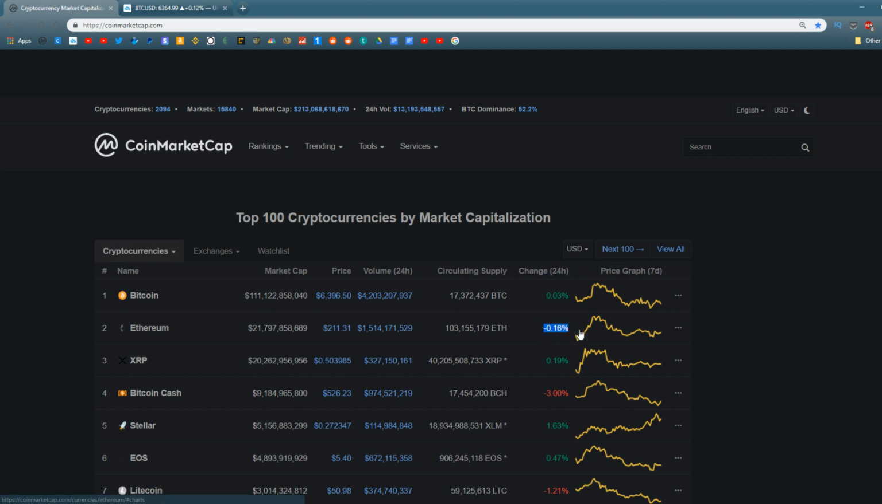Anyway, Ethereum is down by about 0.16% over the last 24 hours, and XRP is up by about 0.19% over the last 24 hours.